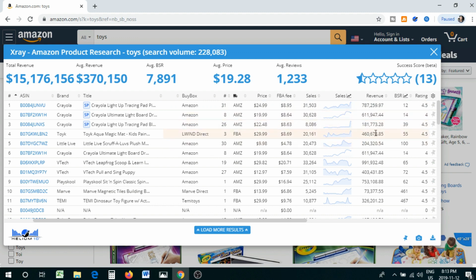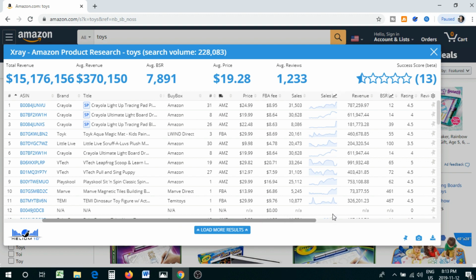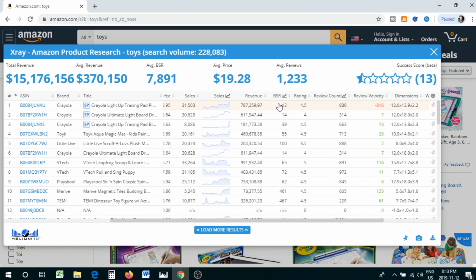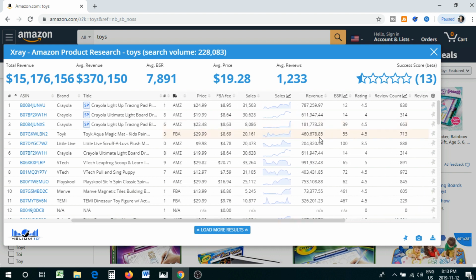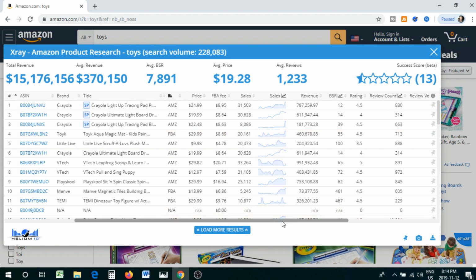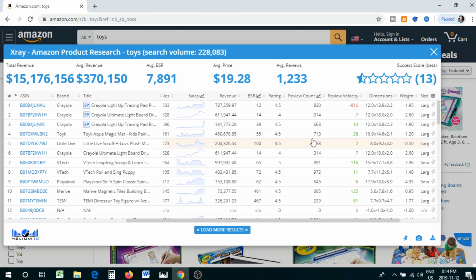It's selling 460. Okay. Bestseller ranking, BSR, let's take a look at the FBA seller. Sorry, I lost him for a second. It's this one. Okay. So BSR is 55. His rating is 4.5, which is pretty good. He has 700 reviews. Okay. So that's pretty good. And review velocity 28, so that's good. It's in the green. That means he's getting good reviews.